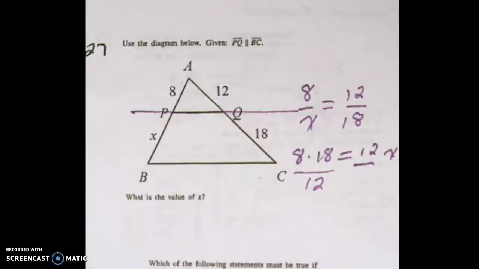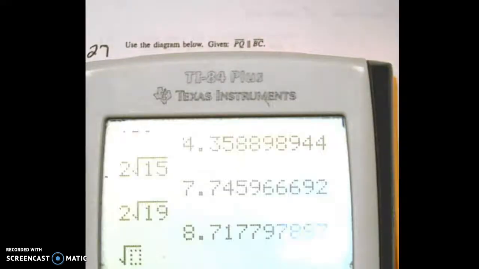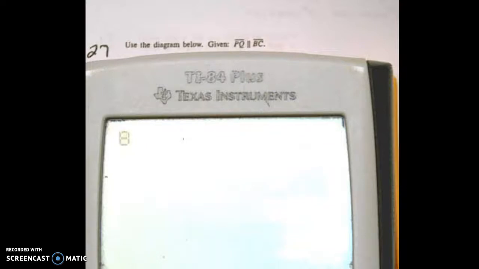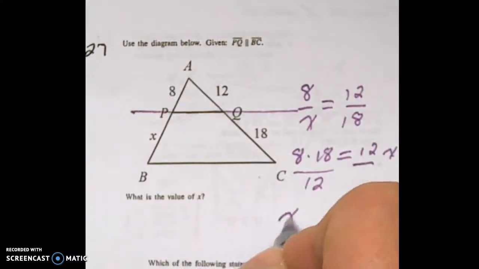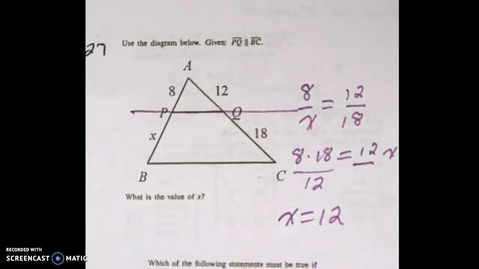So in your calculator, you're going to take 8 times 18 and divide by 12, and that gives you the answer of 12. So it's just a number crunching exercise.